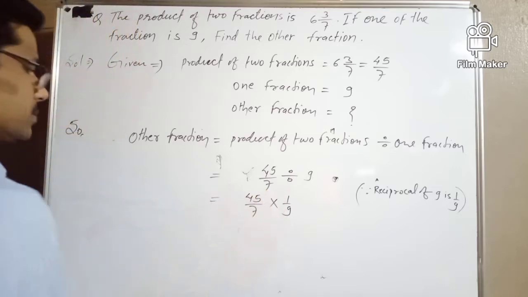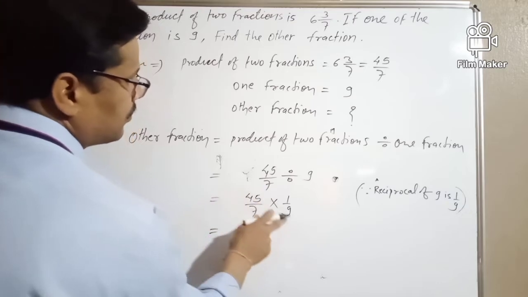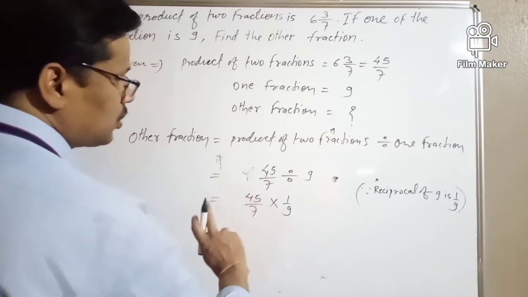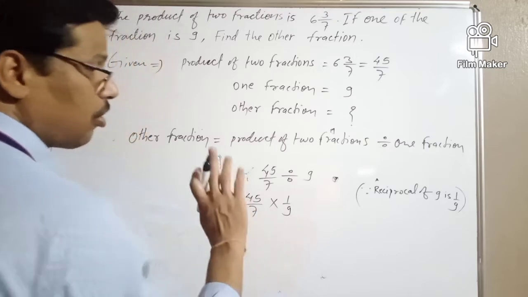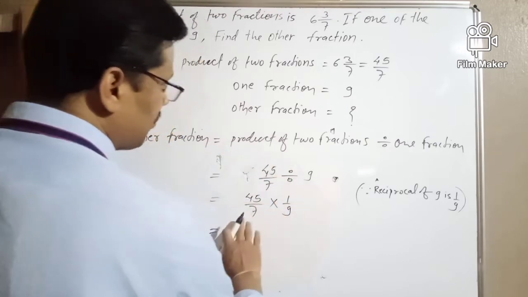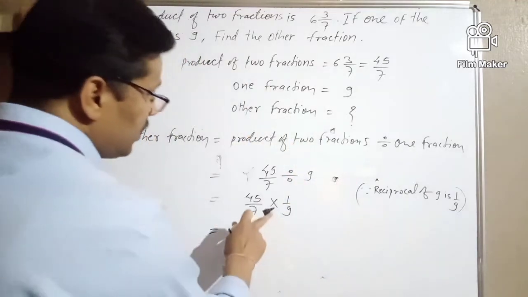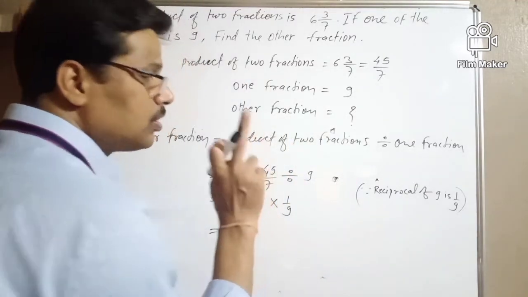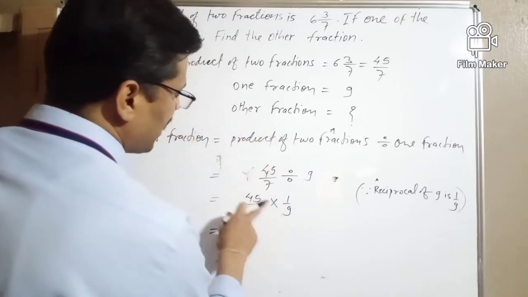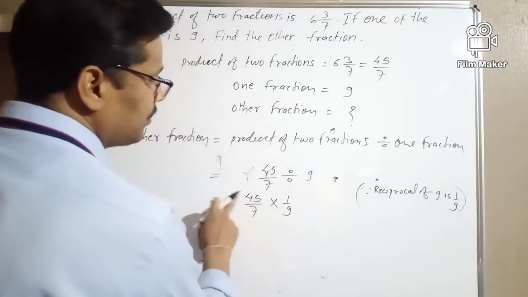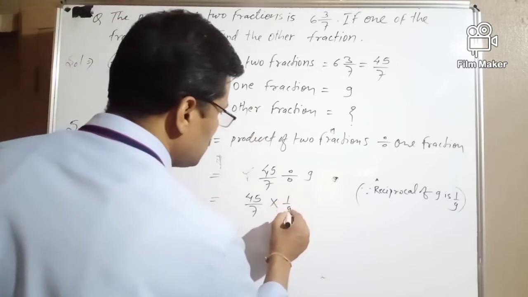Now we can cancel here. Numerator and denominator can cancel each other. Don't cancel numerator by numerator or denominator by denominator. And when can you cancel, keep this in mind: only if there is a multiplication sign can we cancel. Here numerator and denominator can be cancelled because we have a common divisor. What is the common divisor of 9 and 45? 9. So we can cancel by 9.